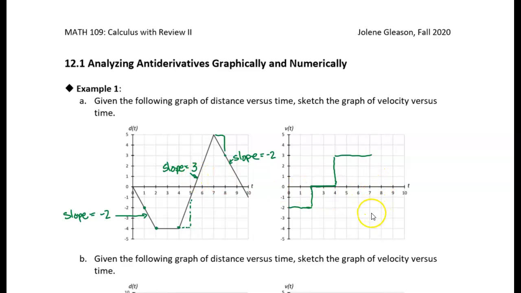All right, so now we're back down to -2 here for the last 3 units of time. I can connect this up just so you get a sense of the curve here. So there's our velocity curve for this first function.